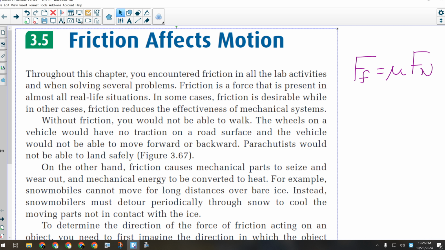When I push down on the desk, what does the floor have to do? It has to push back harder. Is that this force? Yeah. So if I do anything that increases normal force, it increases the force of friction.